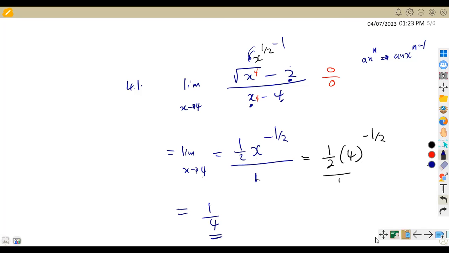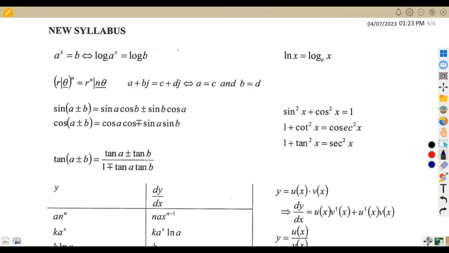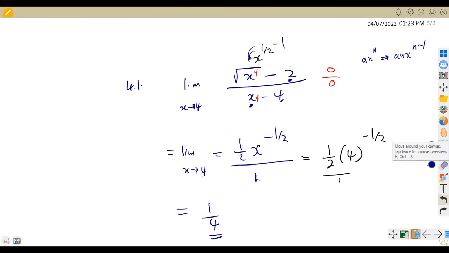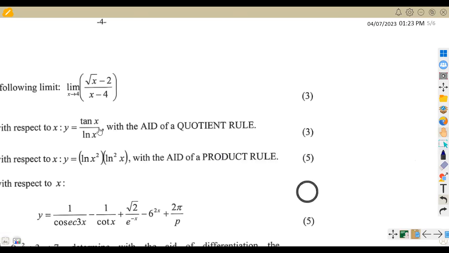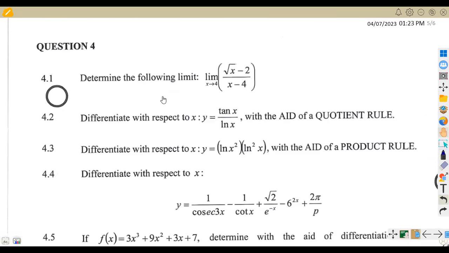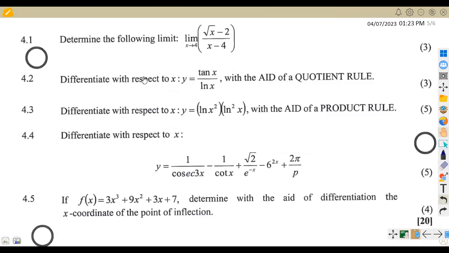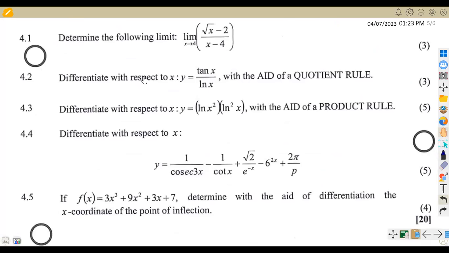All right, so there are so many ways that you can actually apply. If there is any other way, let us know, guys, in the comment section so that you can help others with your method of finding this. Okay, on question 4.2, we are now asked to differentiate with respect to x, with aid of quotient rule.